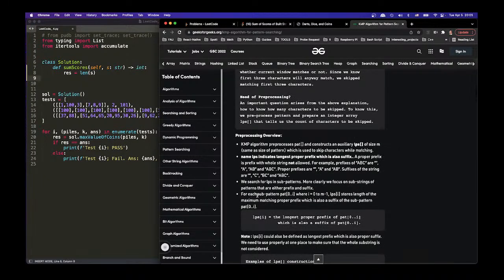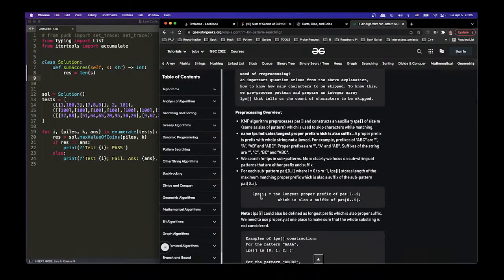For each subpattern where i equals 0, LPS[i] stores the length of the maximum matching proper prefix which is also a suffix of the subpattern 0 to i. So LPS[i] is the longest proper prefix from 0 to i which is also a suffix of 0 to i.